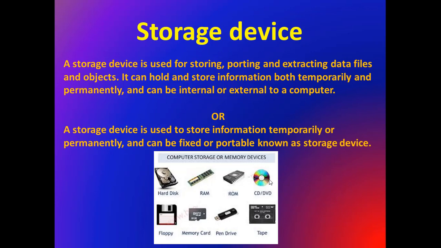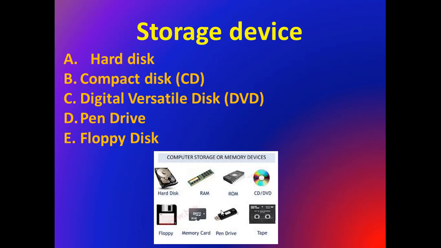CD for compact disc and DVD for digital versatile disc. This is your memory card used in your mobile phones. This is the pen drive, most commonly used portable storage device. Here are some examples of storage devices: hard disk, compact disk, digital versatile disk, pen drive, and floppy disk.